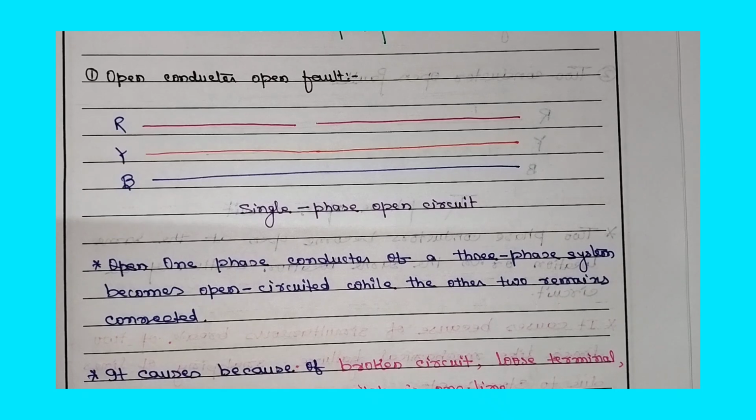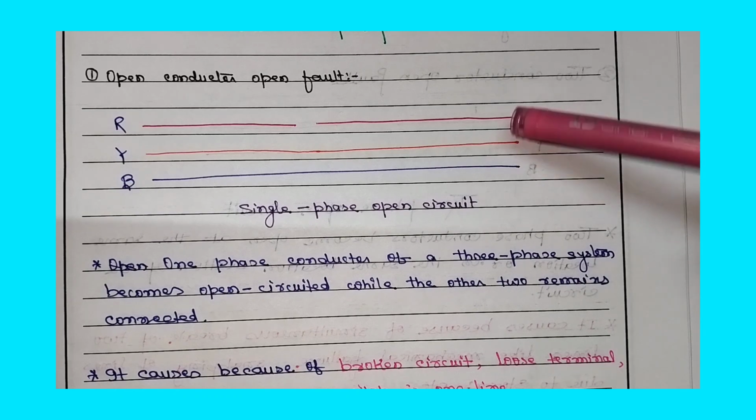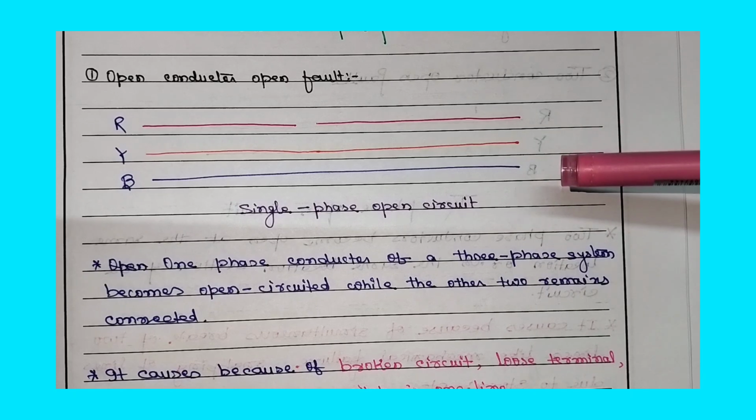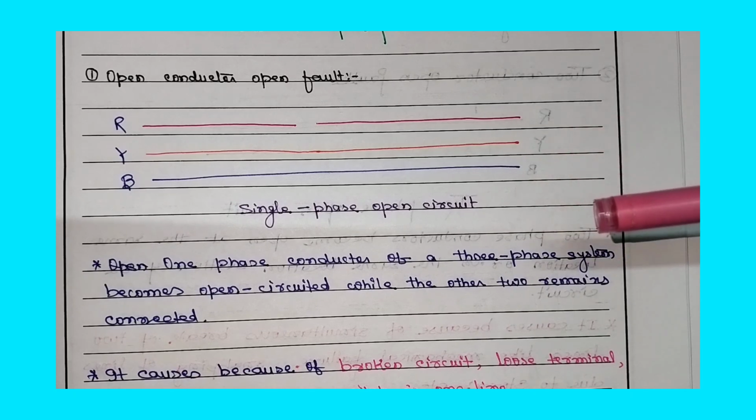So what are the causes of open circuit faults? First, the common cause is a broken conductor due to mechanical damage or snapping of a line. Loose terminal connections that fail under load. A blown fuse in one phase. An open switch in one line during operation.